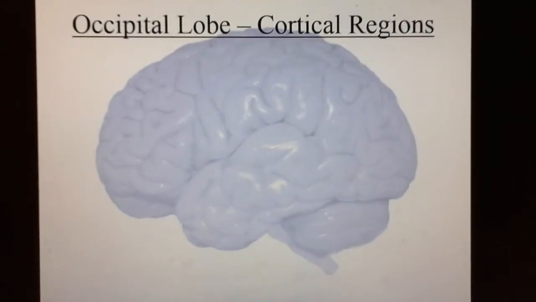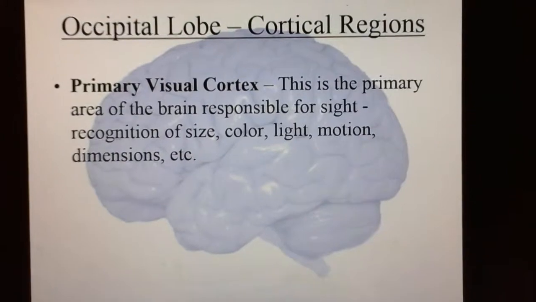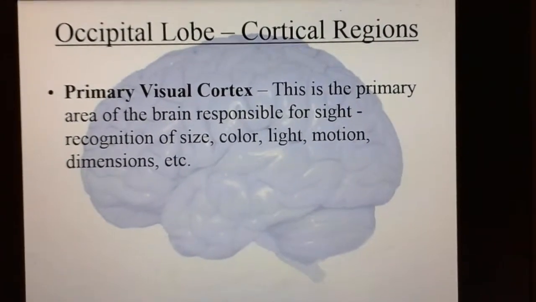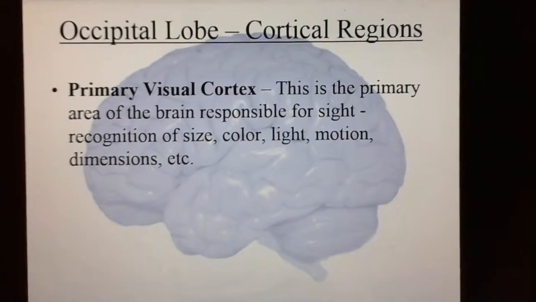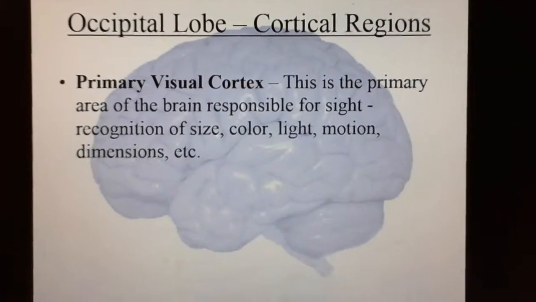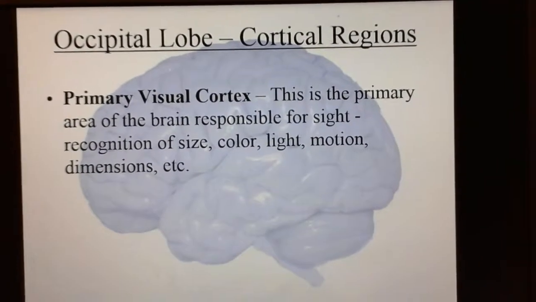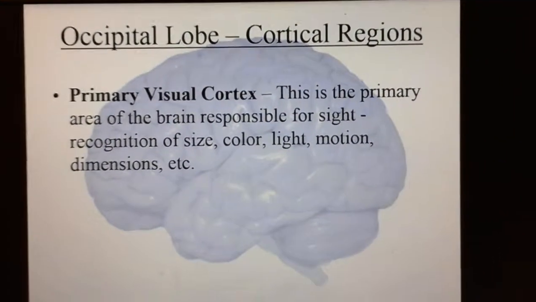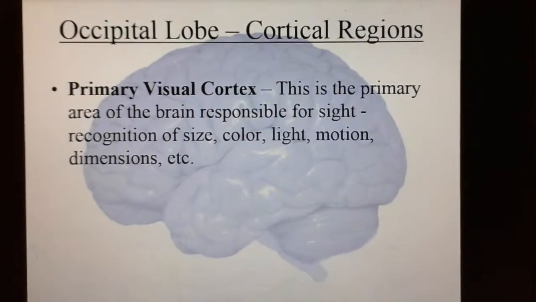Now, in the case of this part of the brain, you do have what we call the primary visual cortex. Again, this is the part of your brain that's responsible for your sense of sight. So this is what takes all that information from your optic nerve and turns it into a picture. This is also the part of your brain that somehow allows you to tell sizes. Sometimes when people have this part of the brain damaged, they no longer understand what large versus small is.